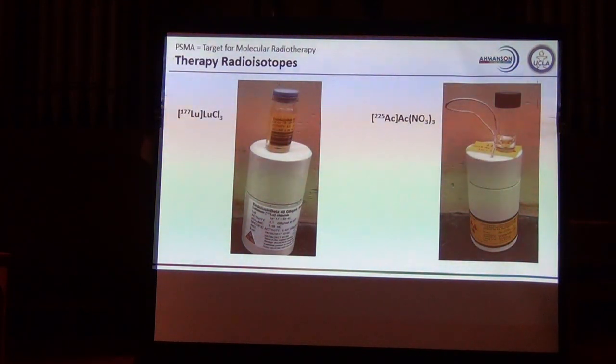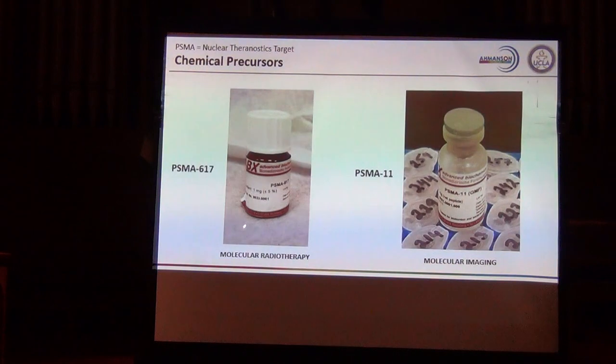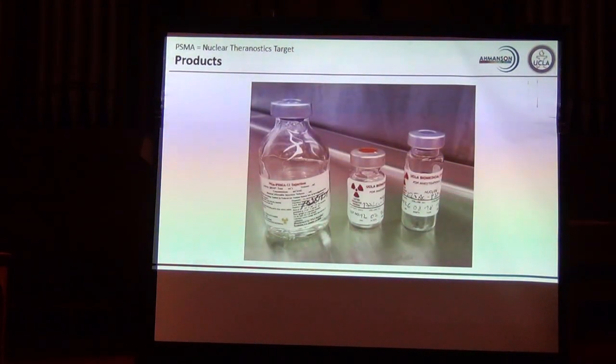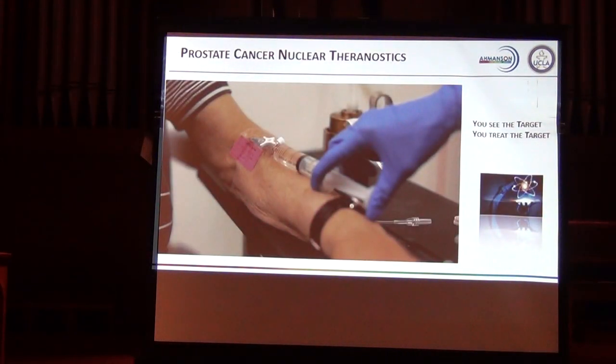I give you just a quick look at how it looks. It comes in shielded vials for the treatment ones. Here are the precursors. They are mixed or cooked together, and you do the labeling, and then you have those ready-to-use radioactive drugs, single-use, for each patient. Then you inject it. There is a video, maybe you can click on the image.